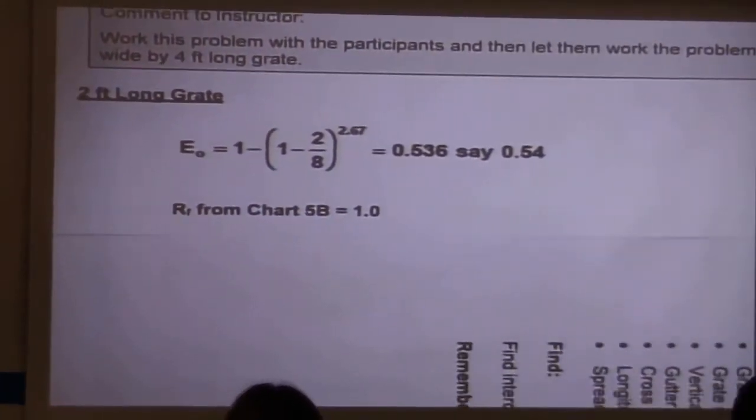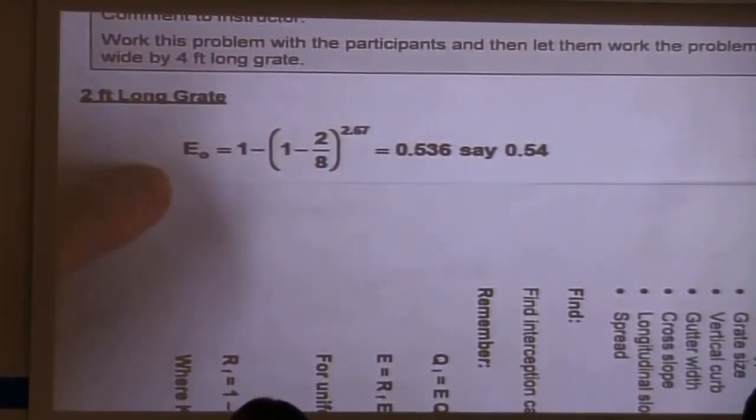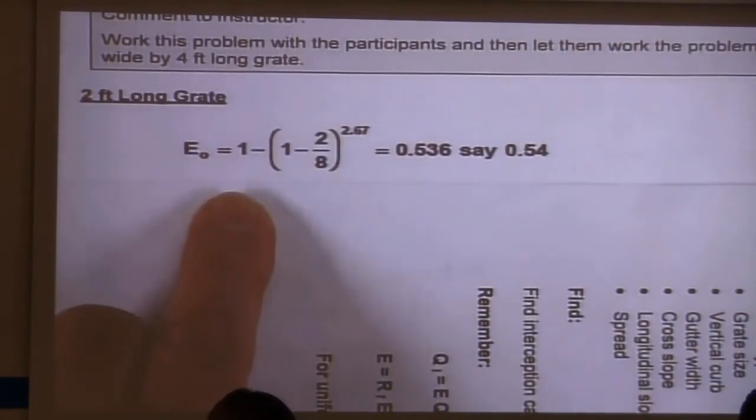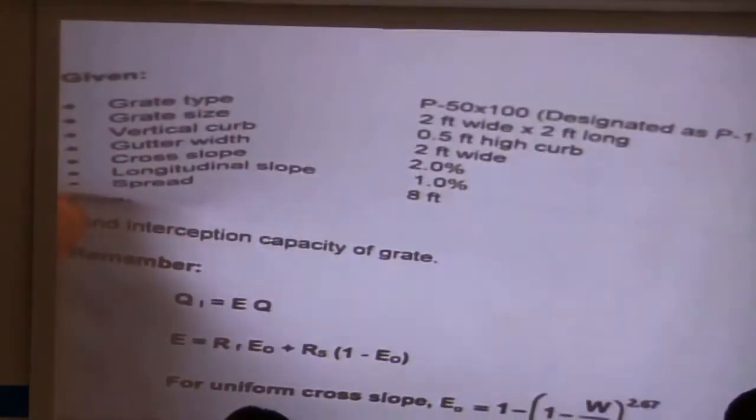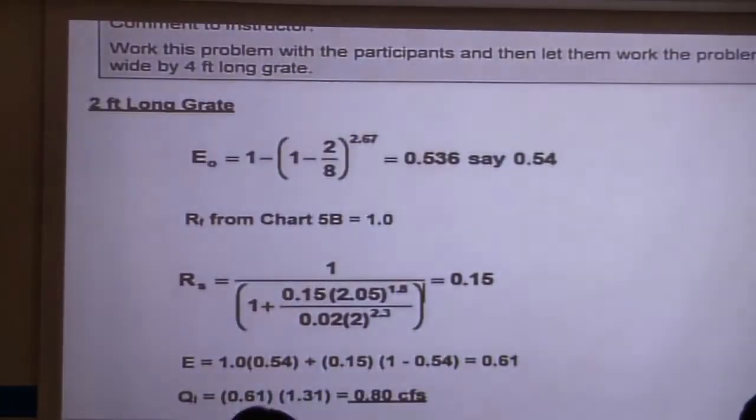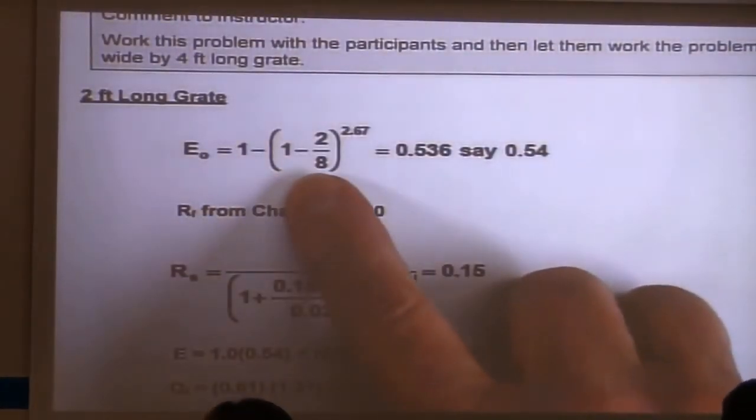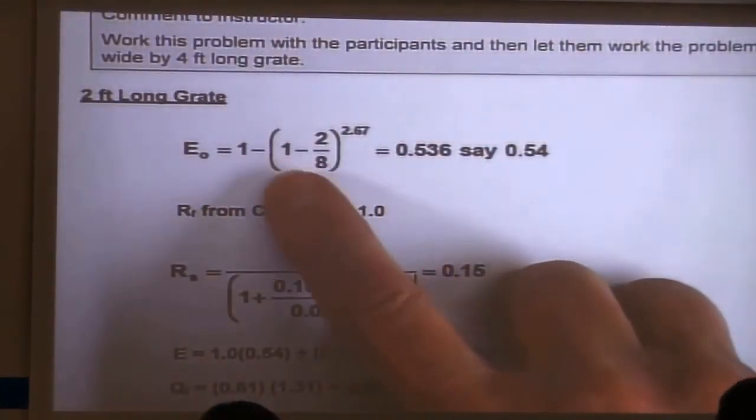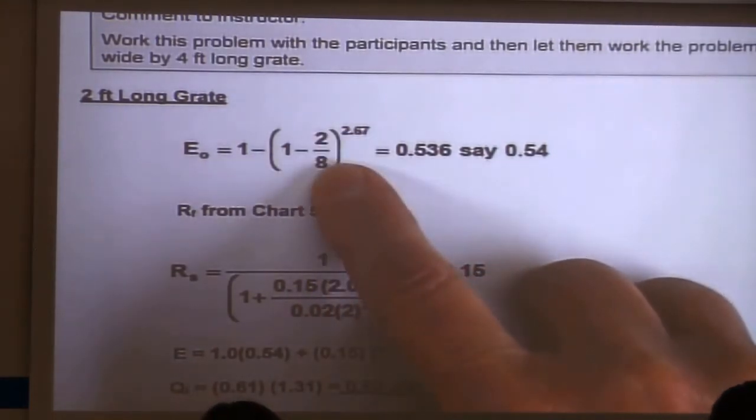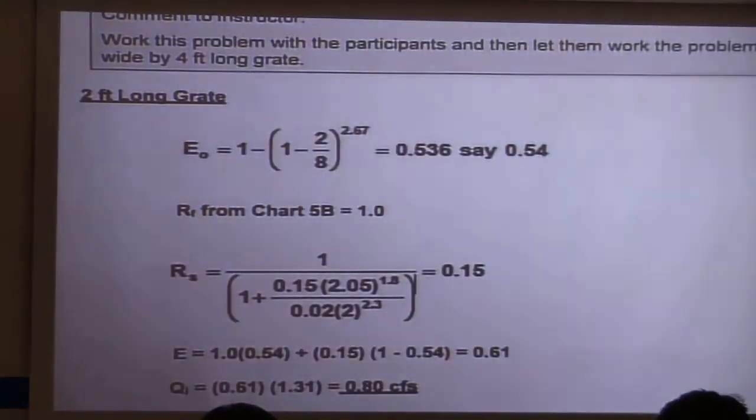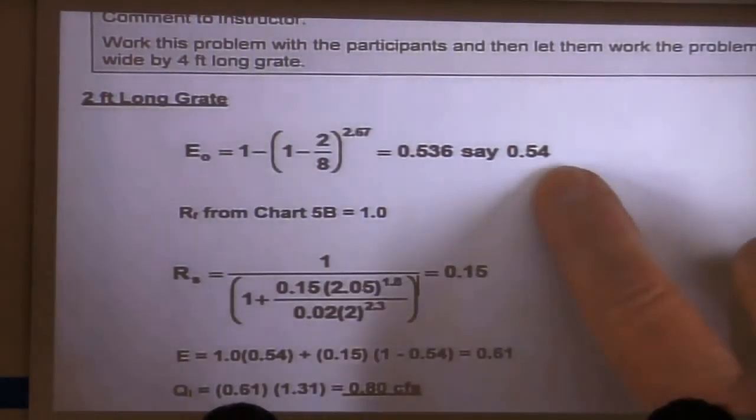So for a 2-foot long grate, our gutter flow ratio is, we have it here, gutter flow ratio. Anyway, it's 1 minus the quantity 1 minus W over T, to the 2.67. So we can say it's 0.54, right? Any questions?